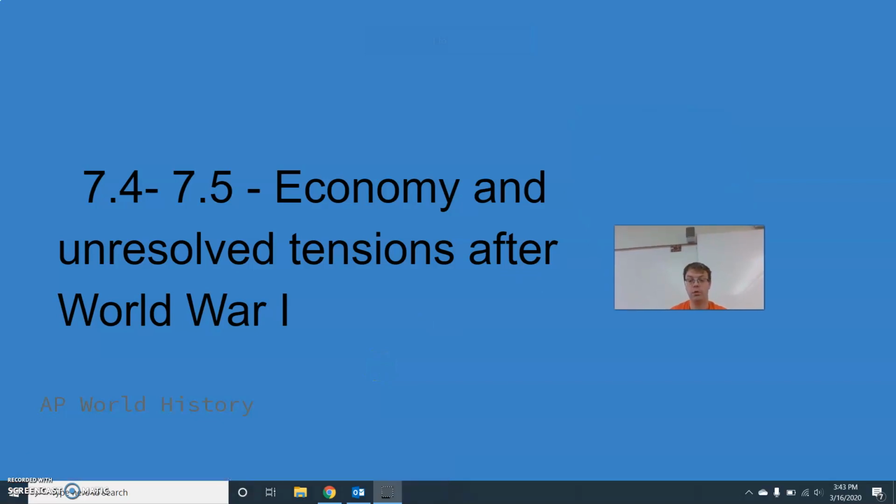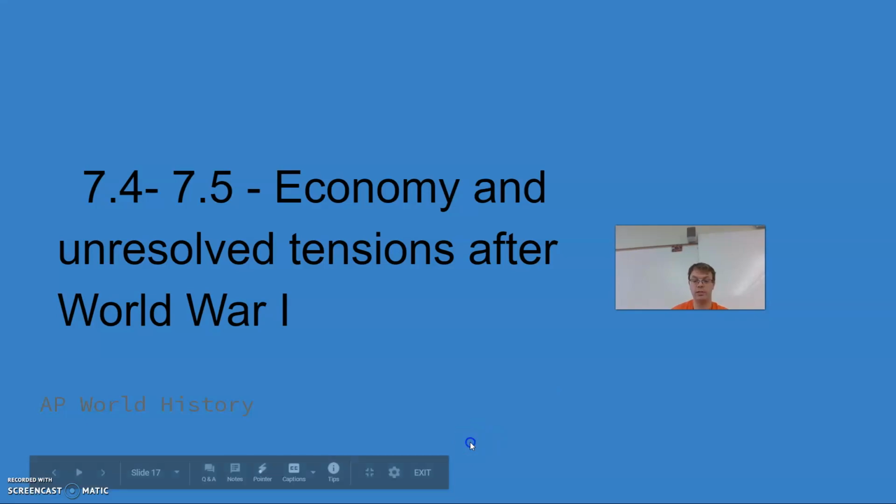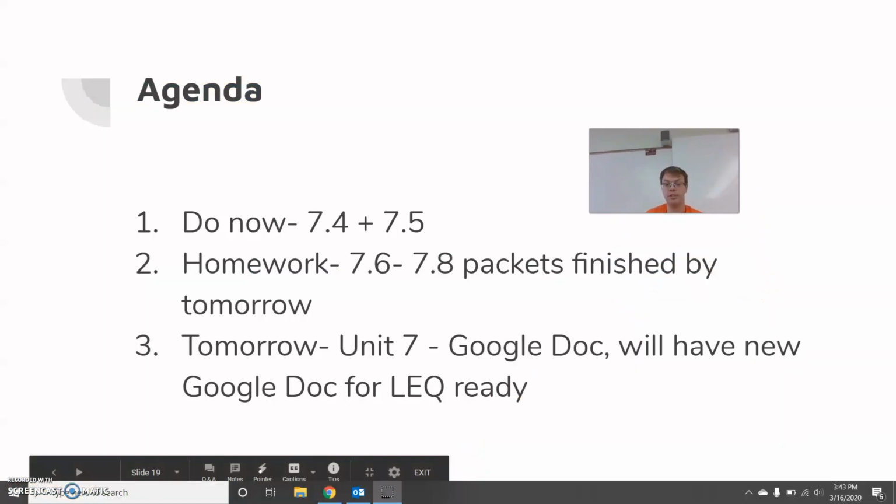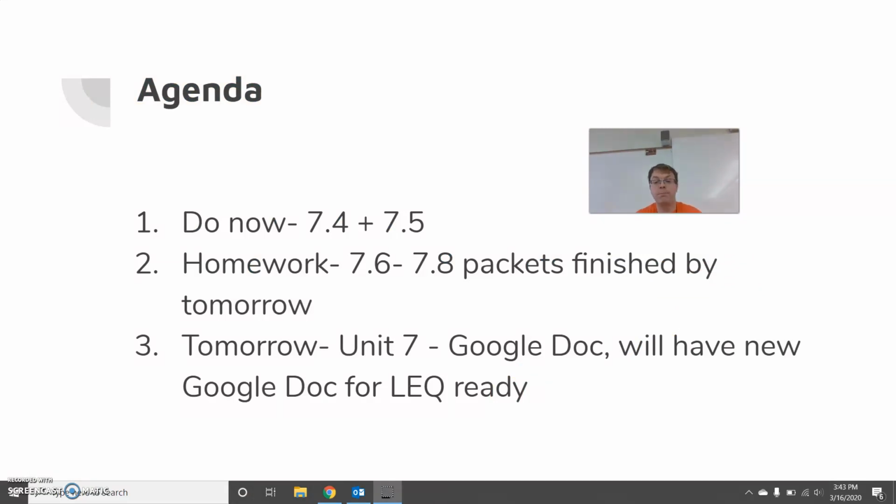All right, so what else is going on here? Besides 7.4 and 7.5, our next chapter is 7.6 to 7.8. It's going to sound a little crazy. You've had those packets for a little while. We didn't have a DBQ Saturday. I would like you to have those done by tomorrow, by Wednesday. Now that could be Wednesday in the morning, could be Wednesday a little bit later, but I want you to have the 7.6 to 7.8 packet finished, or close to it.